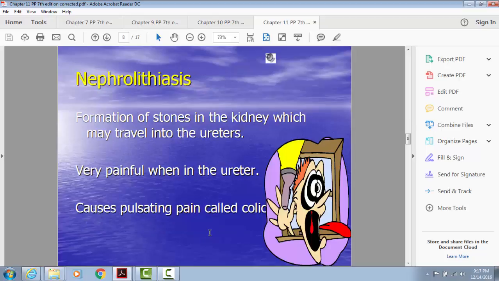Nephrolithiasis is a fancy name for a kidney stone. So if you break the term down, iasis means presence or formation of, nephro means kidney, and lith means stone. So nephrolithiasis is formation of stones in the kidney which may travel into the ureters. When the stones begin to move, it becomes very, very painful for the patient, very excruciatingly painful when it gets into the ureter.